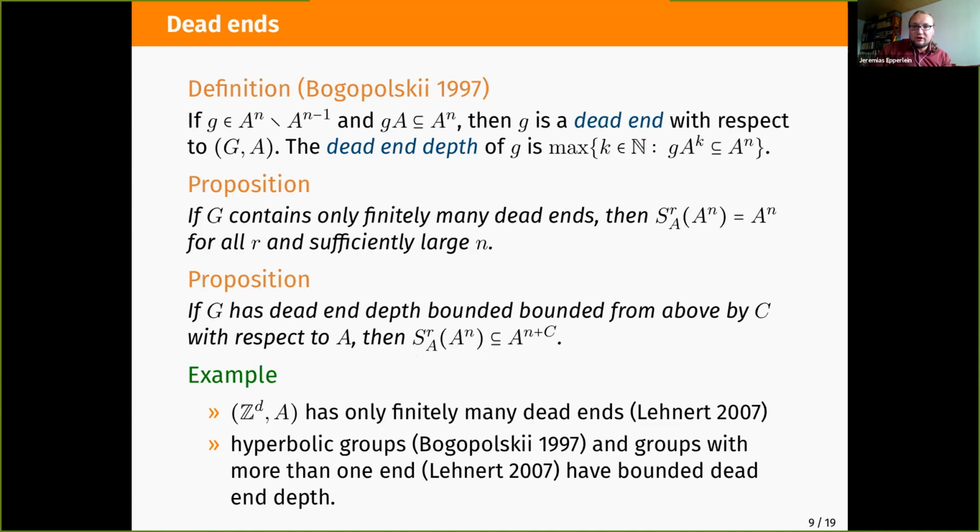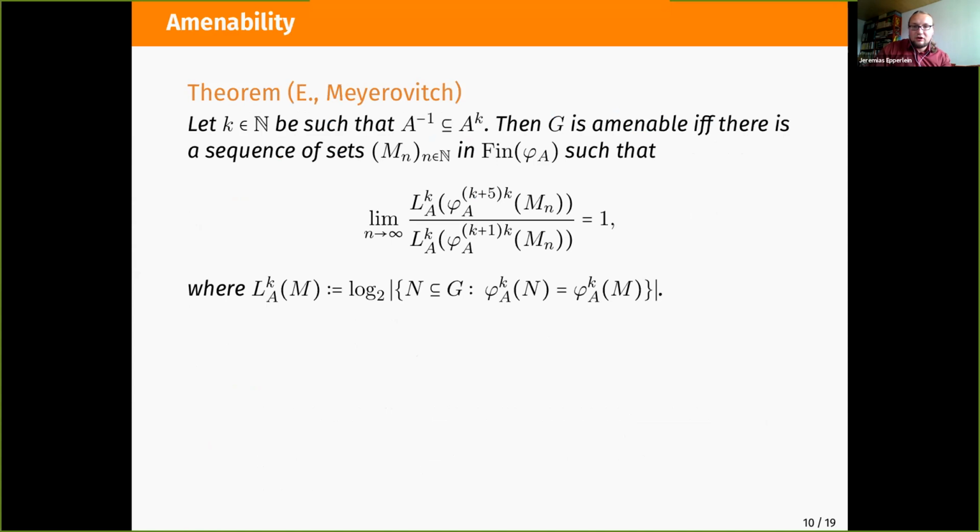But these estimates are enough for the growth and to get, for example, the volume of the convex hull in the Z^d case. For amenability, you need slightly different and harder estimates. And you can characterize amenability by such a limit. So if you have a sequence M_n of finite subsets such that the limit of this quotient goes to one, then you're amenable. If you are amenable, you can just take a Folner sequence. And if you have such a sequence fulfilling this condition, then a thickened version of M_n will actually be a Folner sequence.